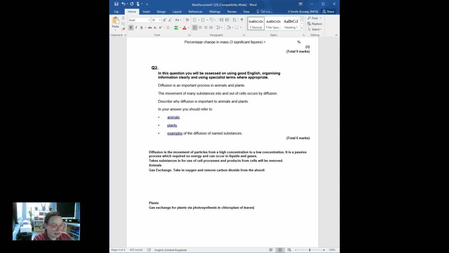I'm going to write it again for plants. Gas exchange for plants via photosynthesis in chloroplasts of leaves. Now these do the opposite, don't they? They take in carbon dioxide and remove oxygen. So there's two examples straight away.